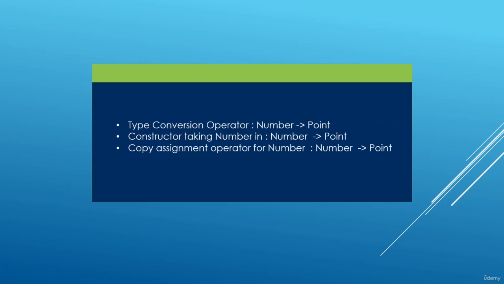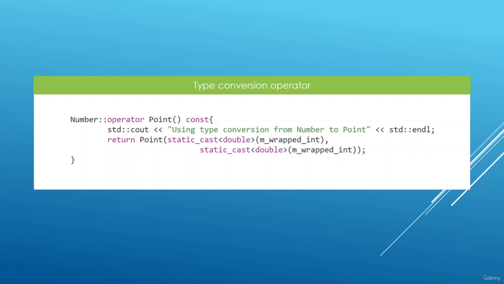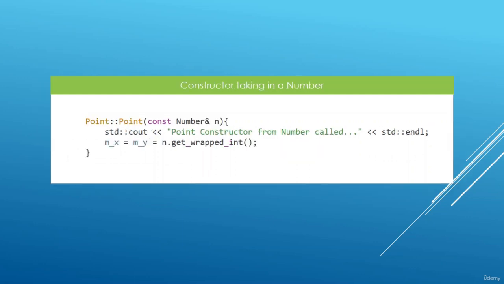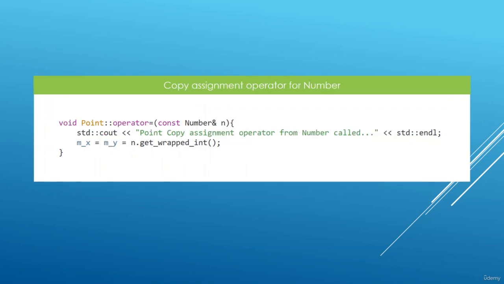Here are a few examples to refresh your mind. This is a type conversion operator we did for the number class. This was used to convert from number to point, and it is going to work. If the compiler needs to convert from number to point and it sees this, it is going to use this and it is going to work. We also saw that we could go through the constructor. For example, if we have a point constructor that takes a number parameter, we could use this to do the conversion, and this is going to work. And last but not least, we saw that we could go through the copy assignment operator. The operator is going to take a parameter n, and we can use this to do a conversion from number to point as well.